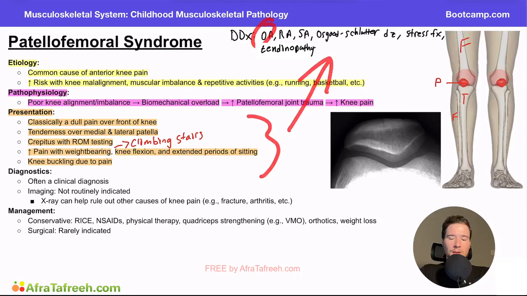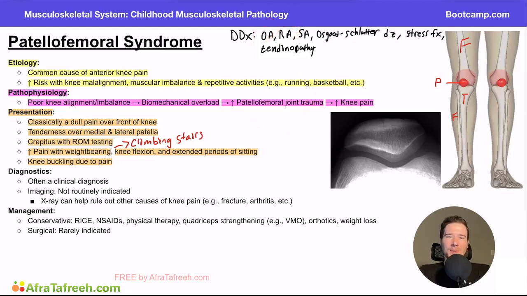So a key here is how do you differentiate this classic presentation from some of our differential diagnoses? When we talk about OA, we often think about the age, right? Typically OA is an older patient, although not always. Rheumatoid arthritis is going to have more systemic symptoms, right? It's an autoimmune condition that typically is going to present in a variety of different joints, not necessarily just one knee. Septic arthritis is going to be accompanied by a fever and a leukocytosis. Patients are going to be sick. They'll have a big, swollen, inflamed joint.